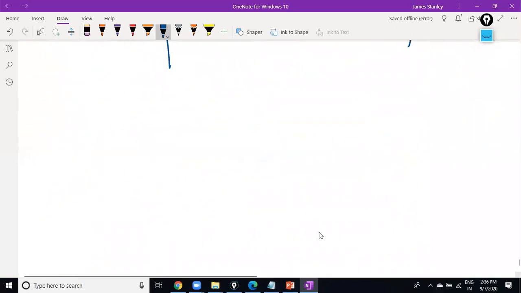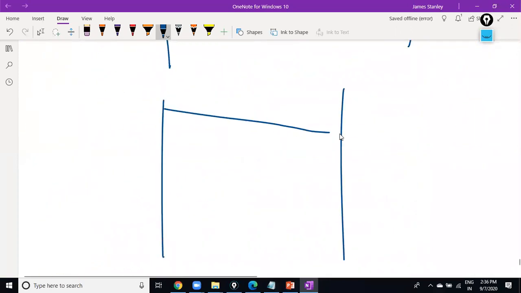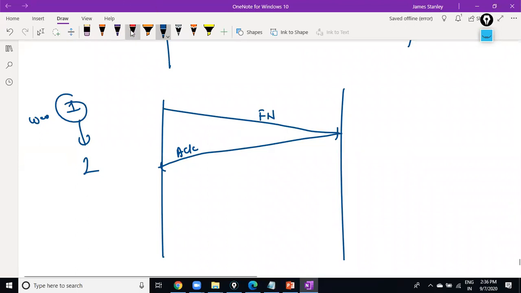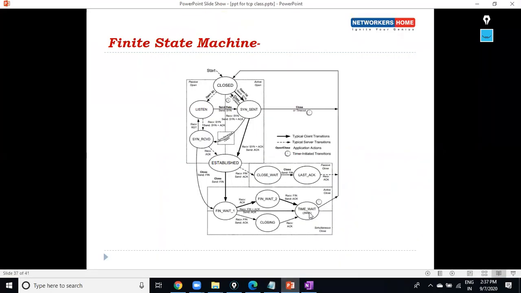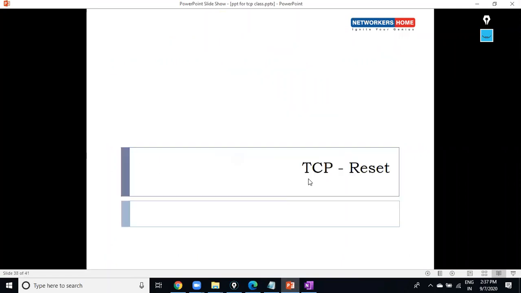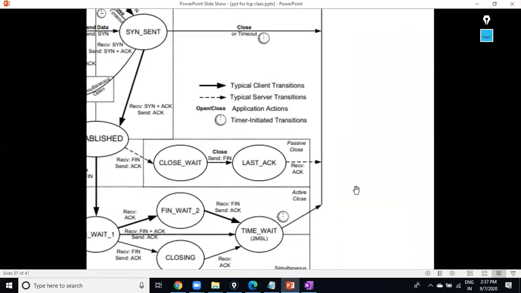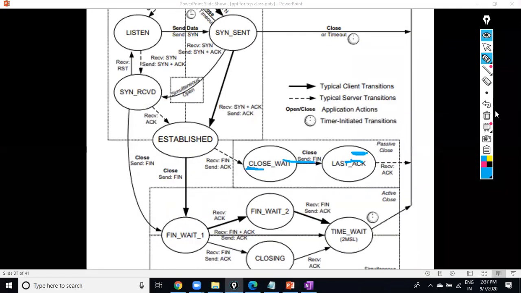This is FIN wait state 1. Received acknowledgement, and now this state is known as FIN wait 2. Third, I'm getting FIN here. Now I'm sending the acknowledgement. When I'm sending the acknowledgement, it will be in the close timer, time wait state. Received FIN, send ACK, then it will be the time wait state.